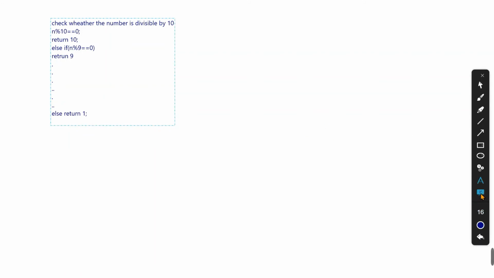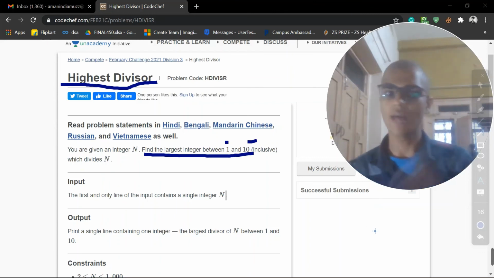And this is how we will go till 2. After that, in the else part, we will return 1. Okay, so this is the total pseudo code for this question, and we return 1 because 1 is always going to divide that number, since that number is an integer. So this is basically the approach, and I hope that you have got the question. It is as simple as that, okay?